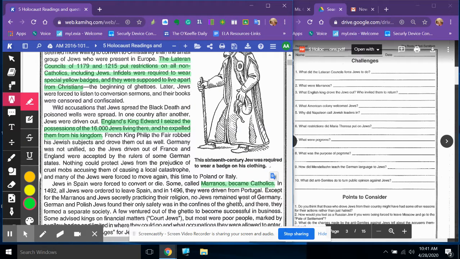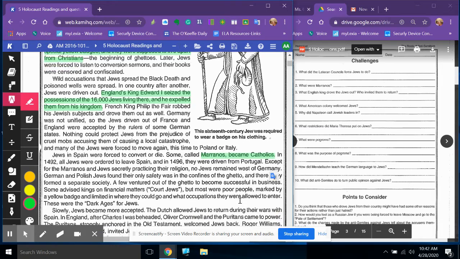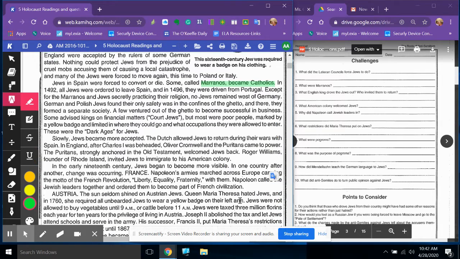In 1492, all Jews were ordered to leave Spain, and in 1496 they were driven from Portugal. Except for the Marranos and Jews secretly practicing their religion, no Jews remained west of Germany. German and Polish Jews found their safety was in the confines of the ghetto, and there they formed a separate society. A few ventured out of the ghetto to become successful in business. Some advised kings on financial matters. They were called court Jews.